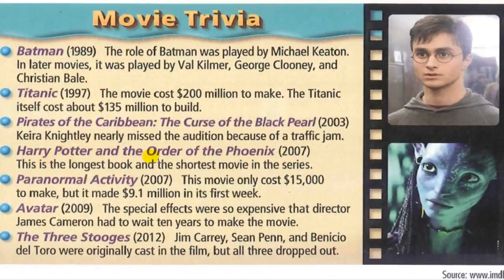Harry Potter and the Order of the Phoenix, 2007. This is the longest book and the shortest movie in the series. Of course, in the series of Harry Potter, the book was very long, but the film was very short, too short.